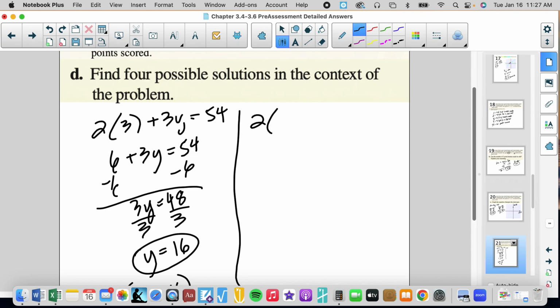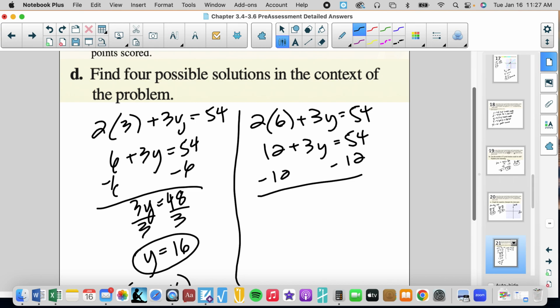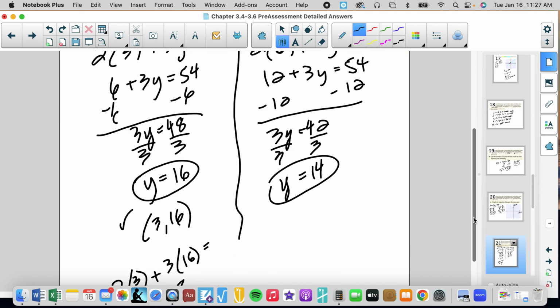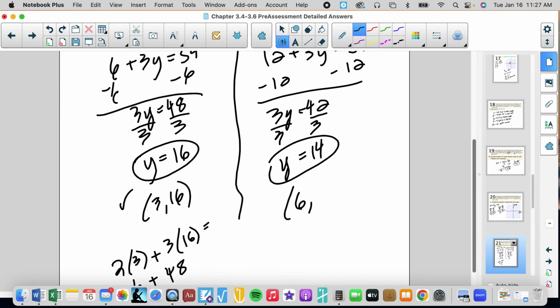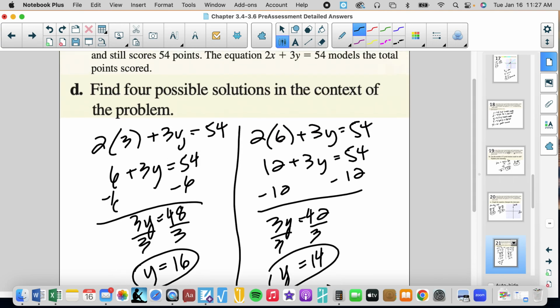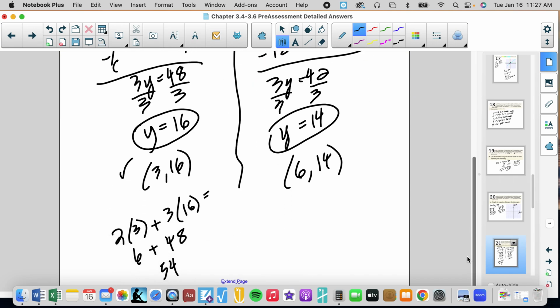Let's plug in 6. That's 12 plus 3y equals 54. That's minus 12. 3y equals 42, divided by 3, divided by 3, y equals 14. So that solution is going to be 6 2-point and 14 3-point shots. That's good. Now we can also, let's erase this real quick.